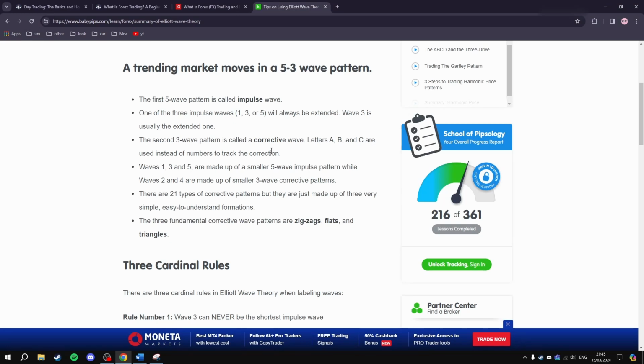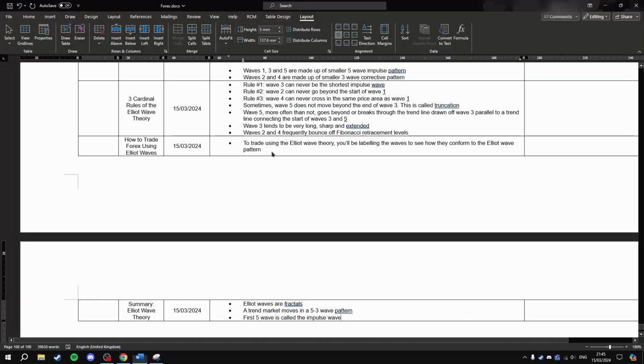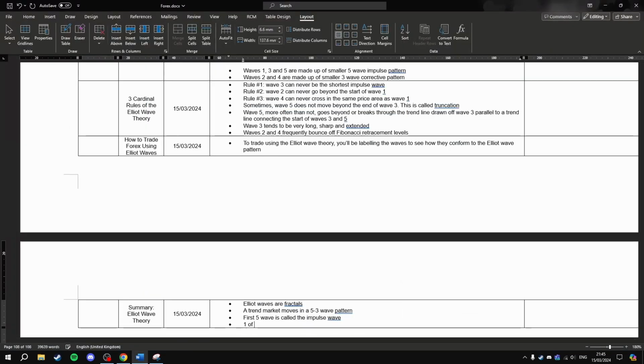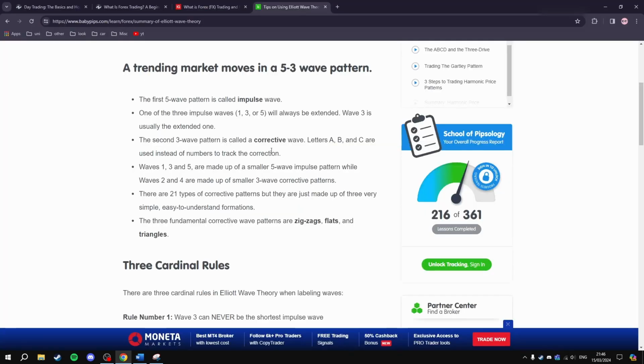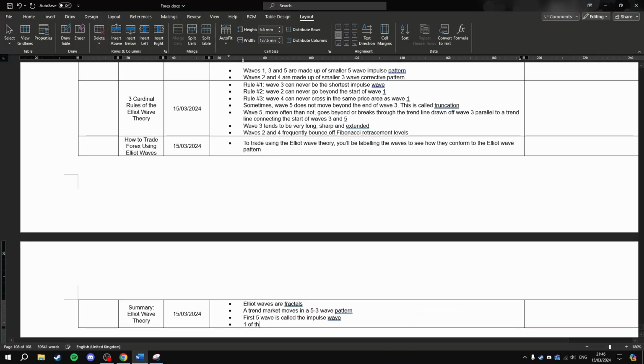One of the 3 impulse waves, 1, 3 or 5, will always be extended. Wave 3 is usually the extended one.